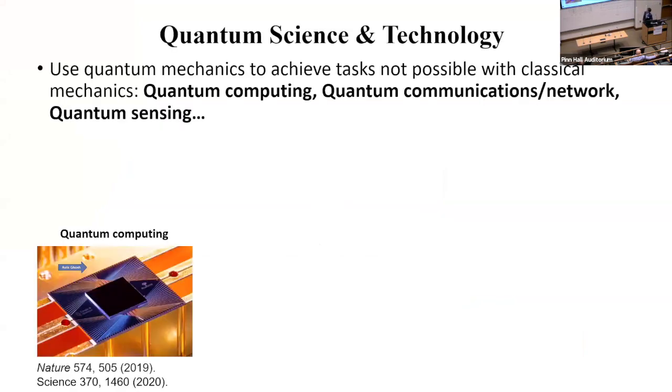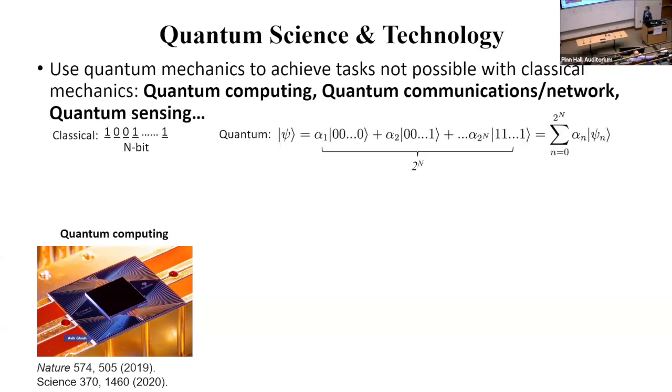Okay, so I want to start again with a little bit of the basics of what quantum science and technology basically want to do. They want to use quantum mechanics to achieve tasks that are not possible with classical mechanics. Those include computing, communications, and sensing. For communication and sensing, there are already amazing things that have been put into, I wouldn't say commercialized, but put into real use. And computing would be the next important thing, of course.